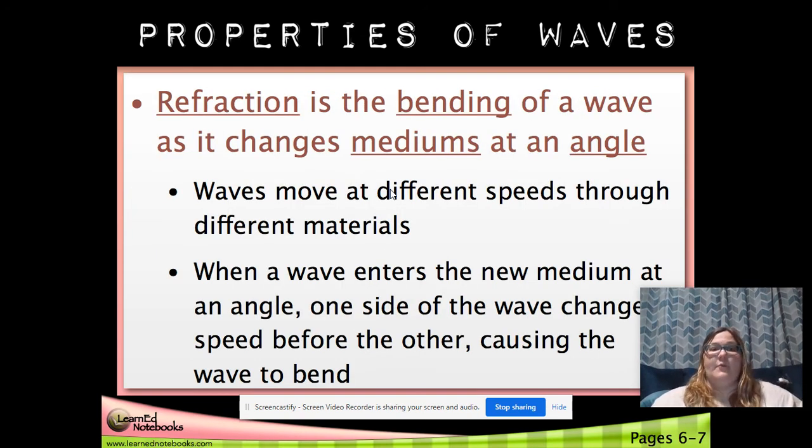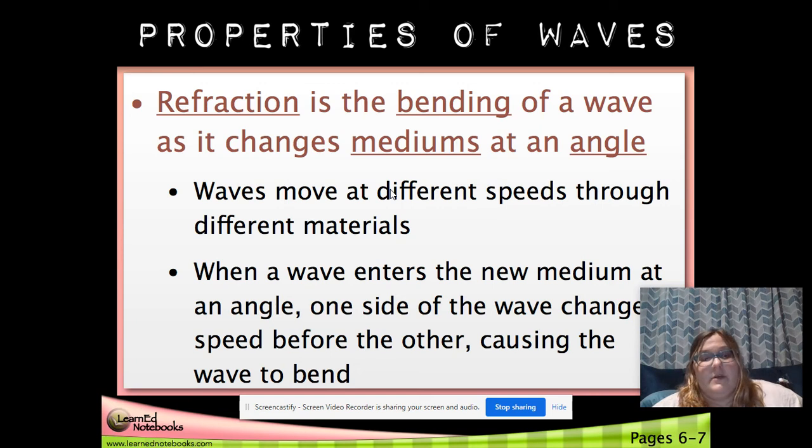Refraction is the bending of a wave as it changes mediums at an angle. An example is a straw. A straw appears bent because it's going through a liquid, but before that, it's going through a gas. Waves move at different speeds through different materials, so what I was just talking about. When a wave enters a new medium at an angle, one side of the wave changes speed before the other, causing the wave to bend.